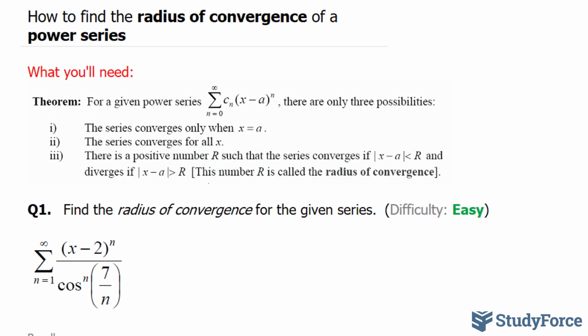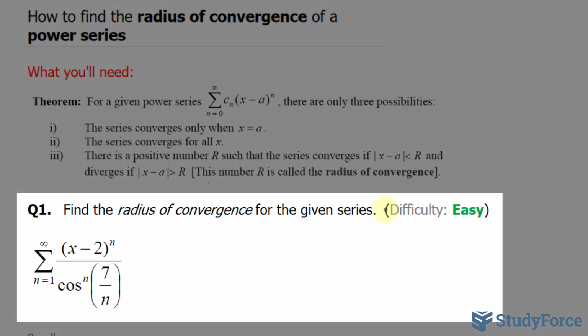In this lesson, I'll show you two examples on how to find the radius of convergence of a power series. The theorem that we'll be using throughout this video is shown right here, and it states that for a given power series, denoted here, there are three possibilities, and our main focus will be number 3, where there is a positive number r such that the series converges if the absolute value of x minus a is less than r and diverges if x minus a is greater than r. This number r is called the radius of convergence.